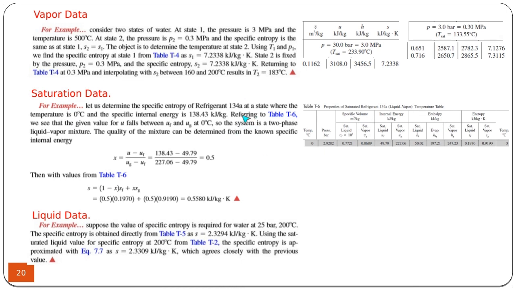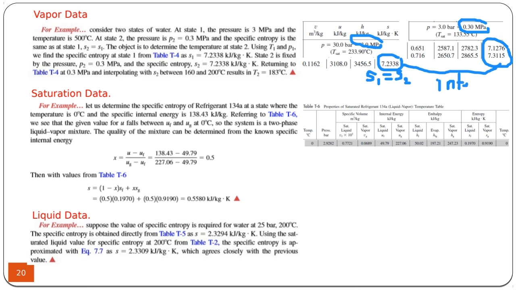As an example, we have state 1 at 3 megapascals, 500 Celsius. State 2 is 0.3 megapascals, and the entropies are the same for state 1 and state 2. So even though the temperature and the pressure are changing, pressure changed from 3 megapascals to 0.3 megapascals, it says that the entropy does not change. So we use the entropy in state 1 to be equal to the entropy of state 2. And we see that this entropy is between these two values. So here you need to use interpolation. If it's not direct in the table, you need to apply interpolation.